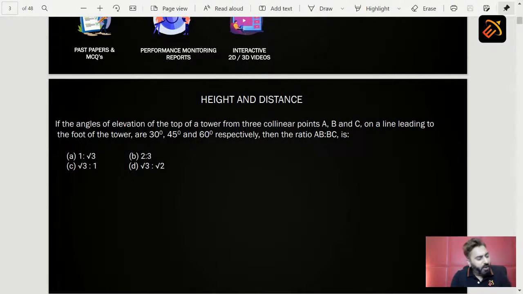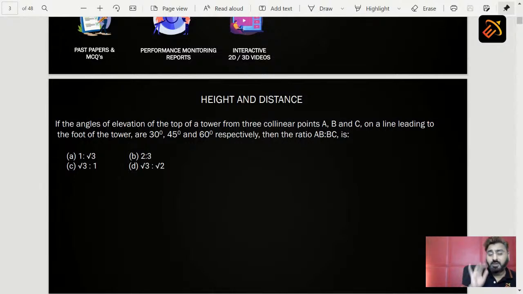Now students, what are your options? The first option is 1 is to root 3. Option B, 2 is to 3. Option C, root 3 is to 1, and option D, root 3 is to root 2. So students, how do you solve this?